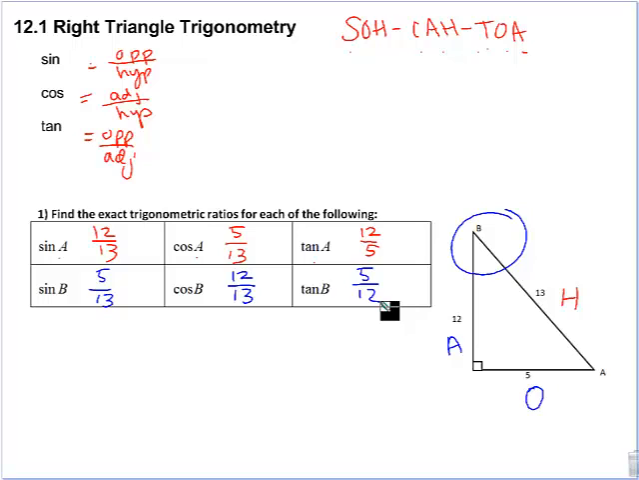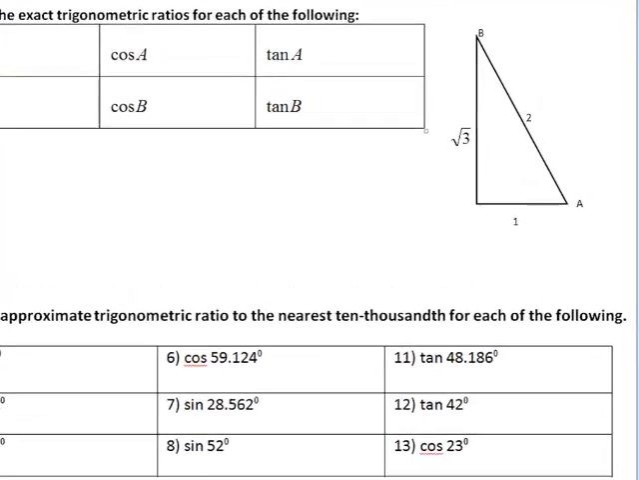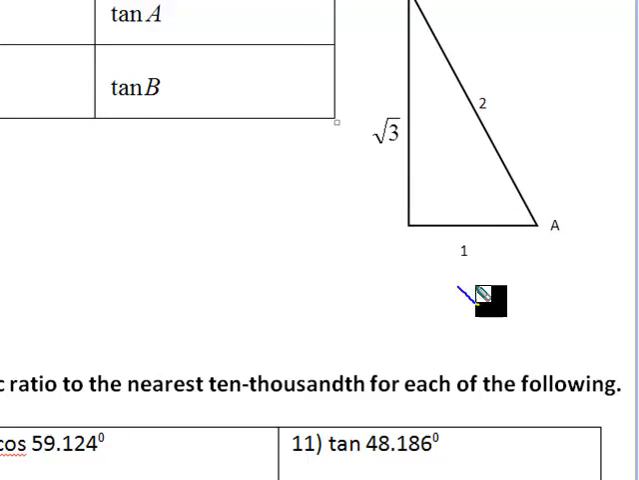So we're going to do another one that's got some square roots in it, so we're going to do this one. We want to find the exact trig ratios. First off, does anyone notice what type of triangle this is? I think this is the fourth one. Yeah, this is a 30, 60, 90. How do we know this is a 30, 60, 90? Yeah, this side is like your x, your hypotenuse is like your 2x, and your longer leg is like your x square root of 3. So 1, 2, and square root of 3 would be a 30, 60, 90.